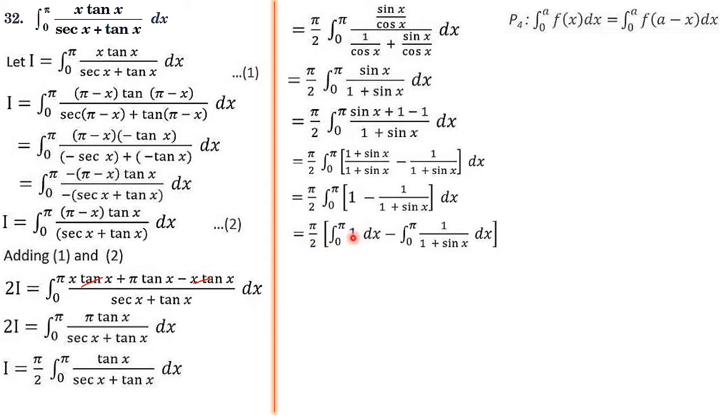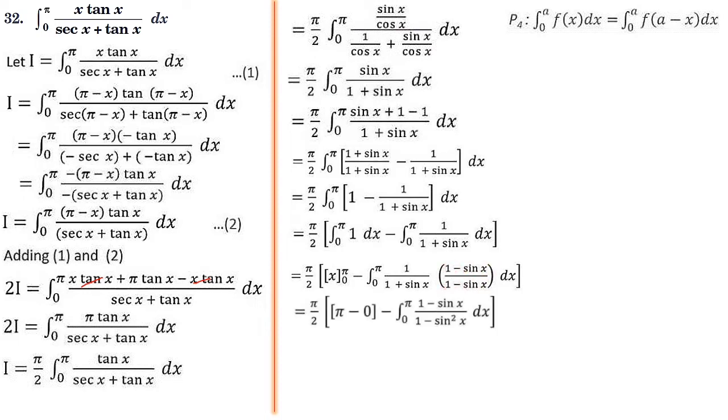Then do the integration separately. Pi by 2 into integral 0 to pi 1 dx minus integral 0 to pi 1 divided by 1 plus sin x dx. The integration of 1 dx is x. Then apply the limit, minus integral 0 to pi 1 by 1 plus sin x. This is also not in a known format, so multiply the conjugate in the numerator and denominator. For 1 plus sin x, the conjugate is 1 minus sin x. Then pi by 2 into, when we apply the limit, x is replaced with pi: upper limit minus lower limit, pi minus 0, minus integral 0 to pi.